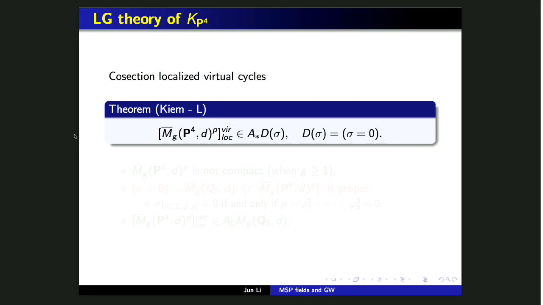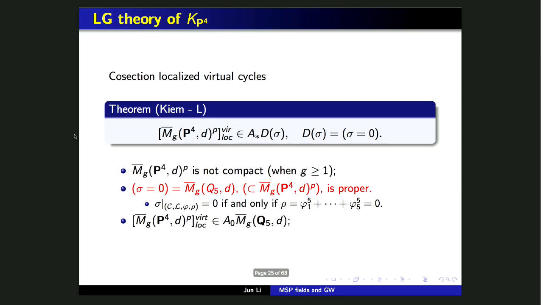Right. I just want to mention that the cosection really cured the problem. Witten used the Witten equation to perturb to make it compact. And here there's a single stroke, very easy. You just write down the cosection, and then the theory says that you get your virtual cycle compactly supported.